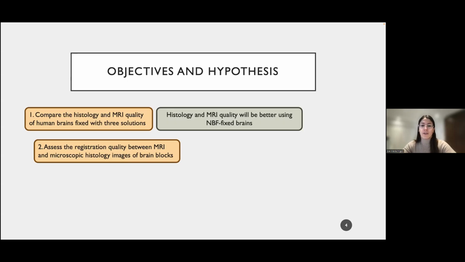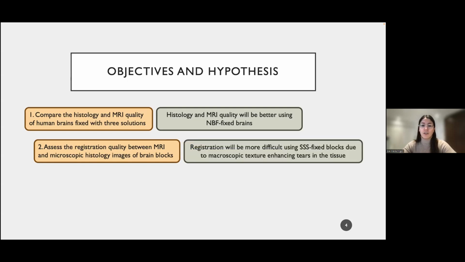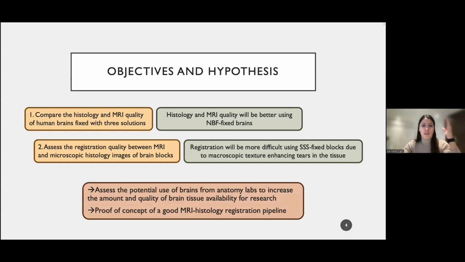So we expected a better histology and MRI quality using NBF fixed brains and a more difficult registration using the SSS solution, due to the macroscopic texture that was very different between the brains and that could enhance tears in the tissue for the salt blocks. So overall, our goal is really to assess the potential use of brains from anatomy labs to increase the amount and the quality of brain tissue available for neuroscientists, and to have a proof of concept of a good MRI histology registration pipeline with those kinds of brains.